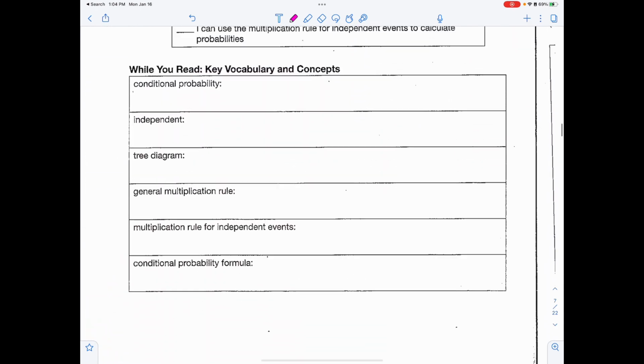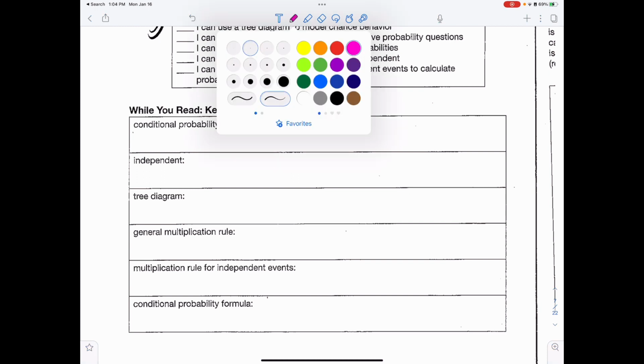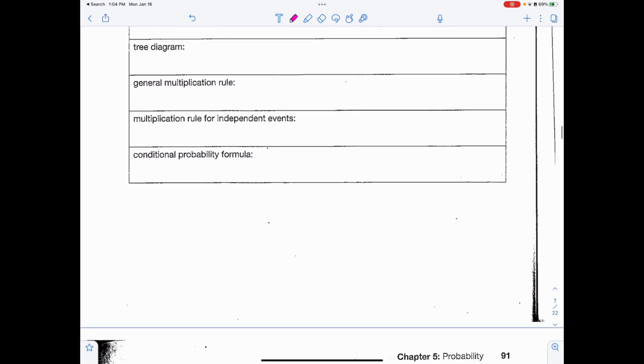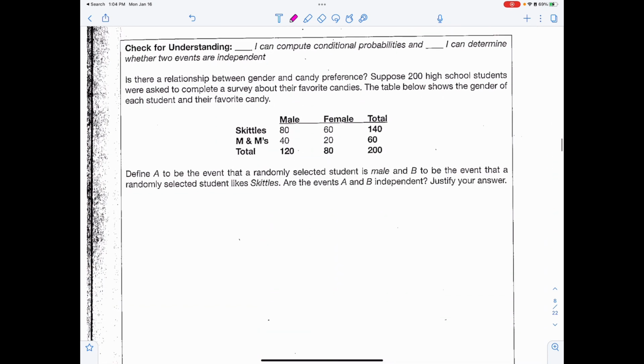Of course, we talked about all these in my first videos. The general multiplication rule I just talked about. I showed you both the multiplication and the addition rule. Independent events, we talked about this in my first video, and conditional, you can go through my video and watch that. I think that's on video 1.